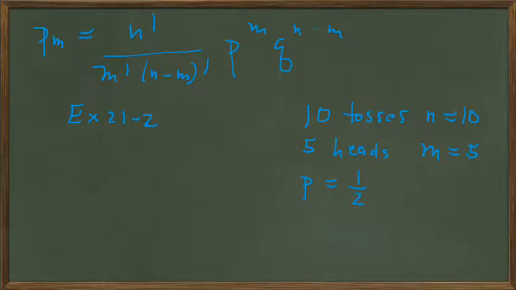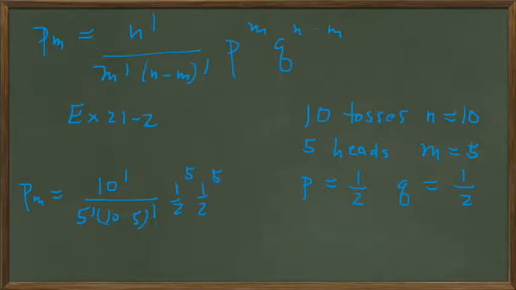The probability that we do not get heads, or that we get tails, is this q, and that is also 1/2. So we've defined all of the parts of the formula, right? n is 10, m is 5, p is 1/2, and q, not heads, is 1/2. So P sub m, or the probability of getting exactly 5 heads, would be 10 factorial over 5 factorial times (10 minus 5) factorial, times 1/2 to the 5th power and 1/2 to the 5th power.